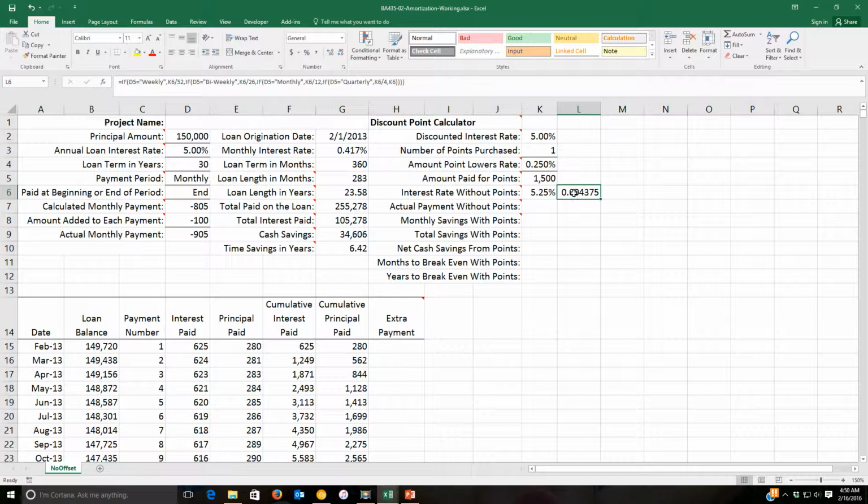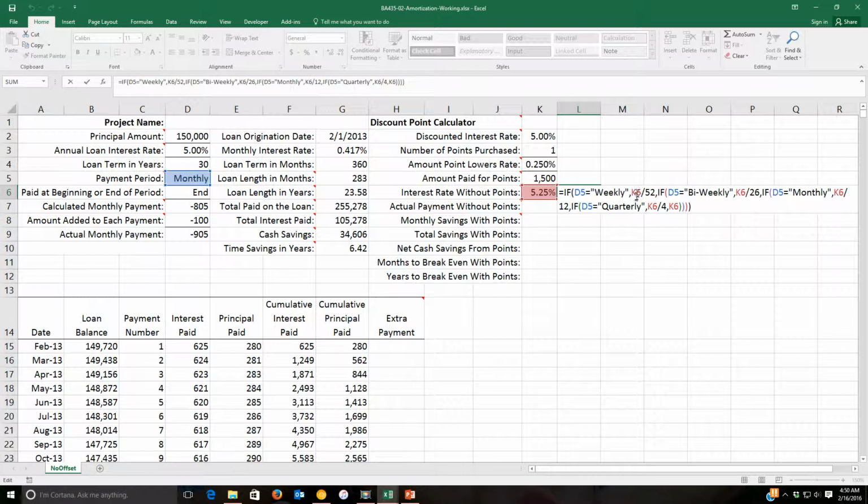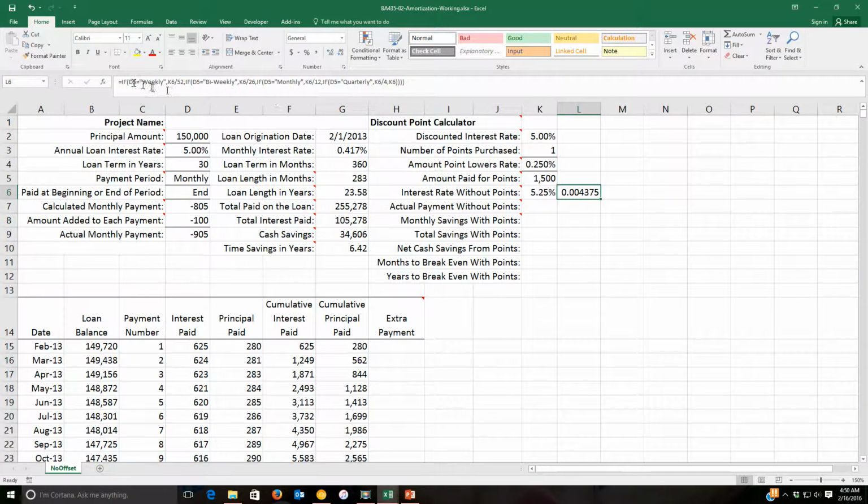Now, the challenge is to copy this into this payment function. I'm going to show you a little trick in Excel because if I just copy this, these are all relative cell references, and so they're going to move. Everything's going to change. It's going to cause a problem. So I don't want to just copy it. What I want to do is go up into my formula bar, and I want to highlight this value.